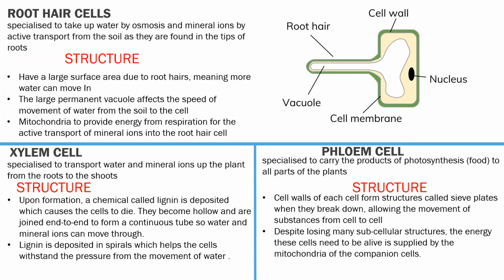The next cell, found in plants, is the root hair cell, which is specialized to take up water by osmosis and mineral ions by active transport from the soil, as they are found in the tips of the roots.